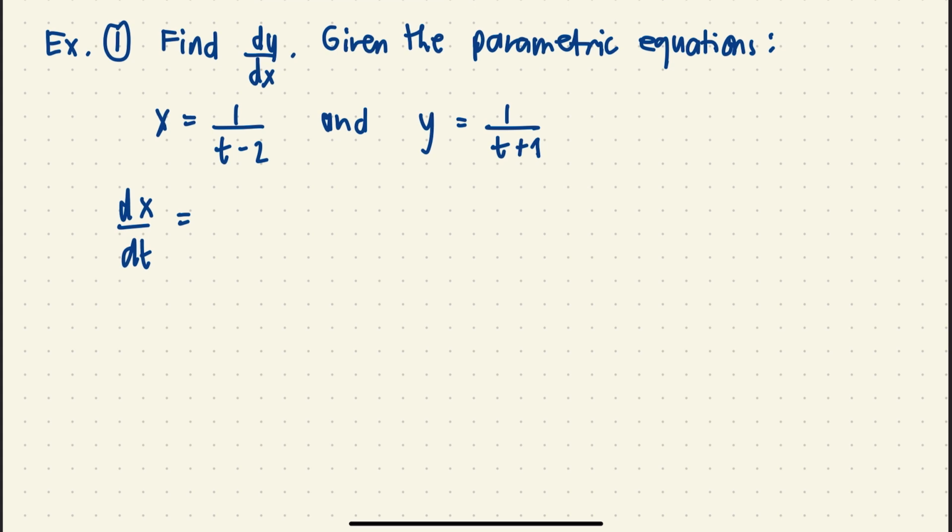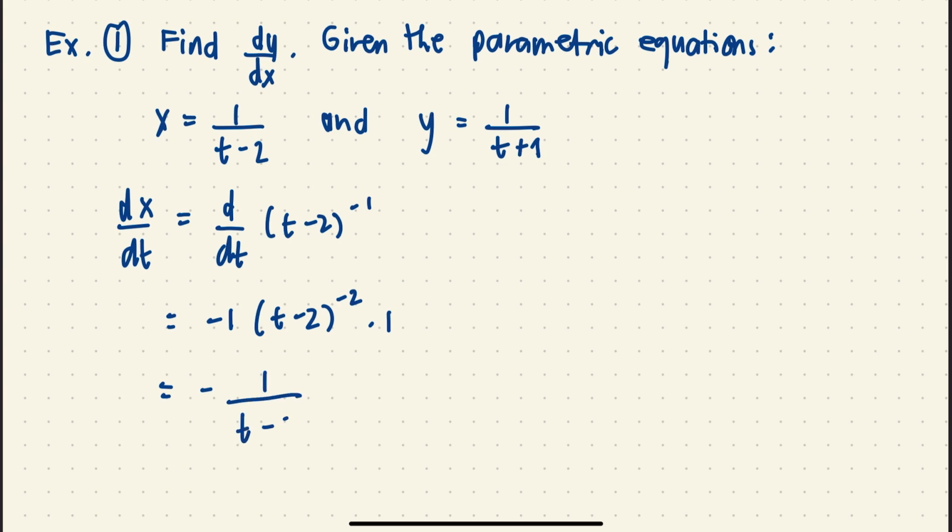So that will be 1 over t minus 2. We can go ahead and do the quotient rule, but I think it's better if we do t minus 2 raised to negative 1. Then just do chain rule. So it will be negative 1 times t minus 2 raised to negative 1 minus 1, negative 2. Then the derivative of t minus 2, which is just 1. So this will be negative 1 over t minus 2 squared for dx over dt.